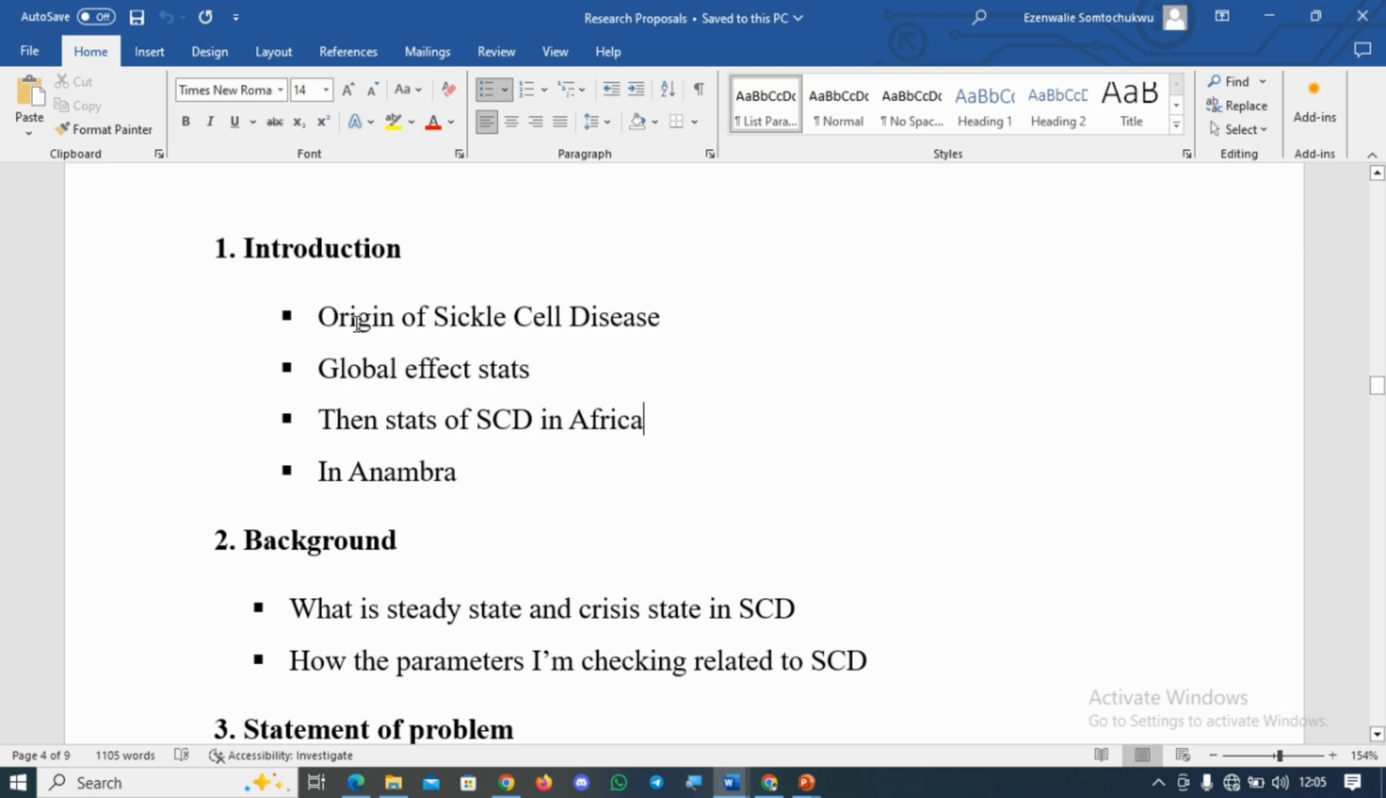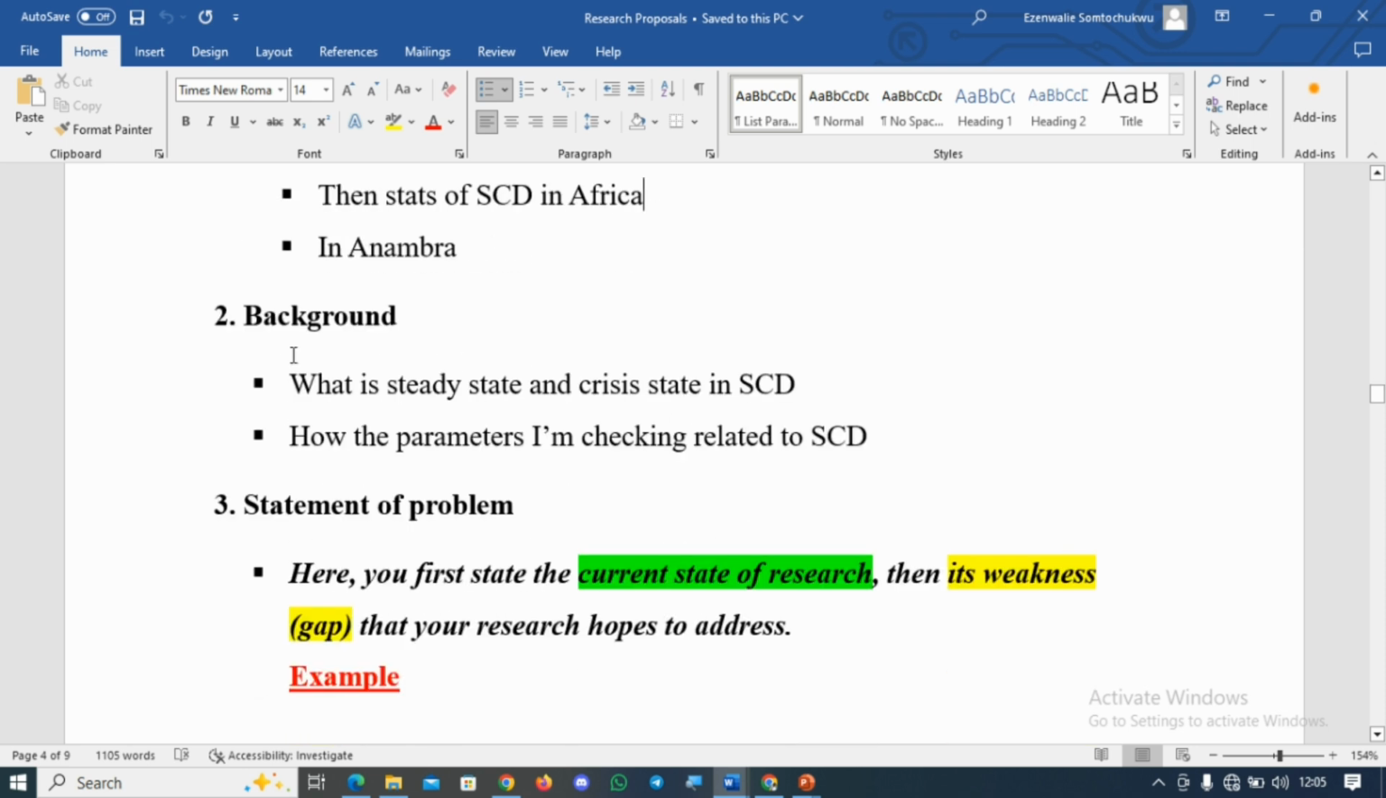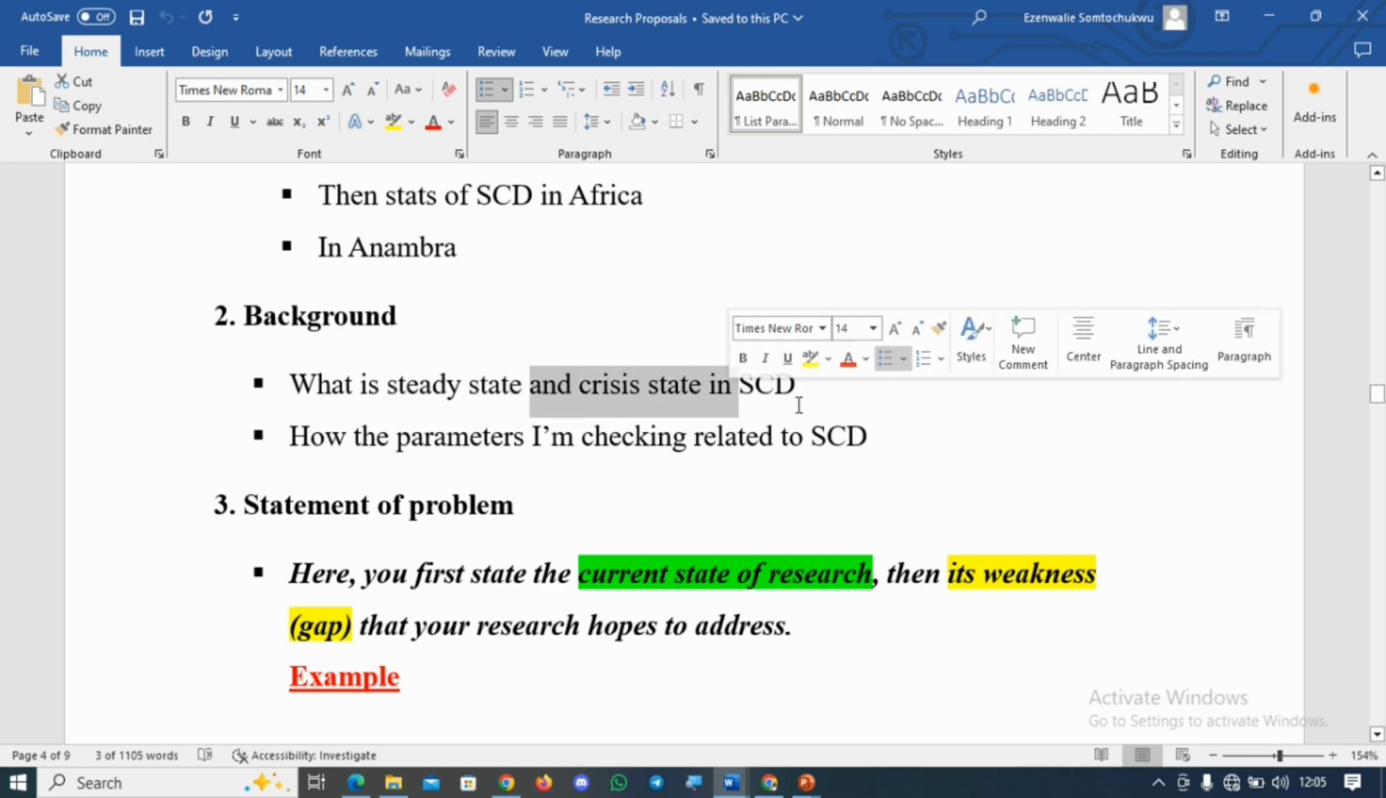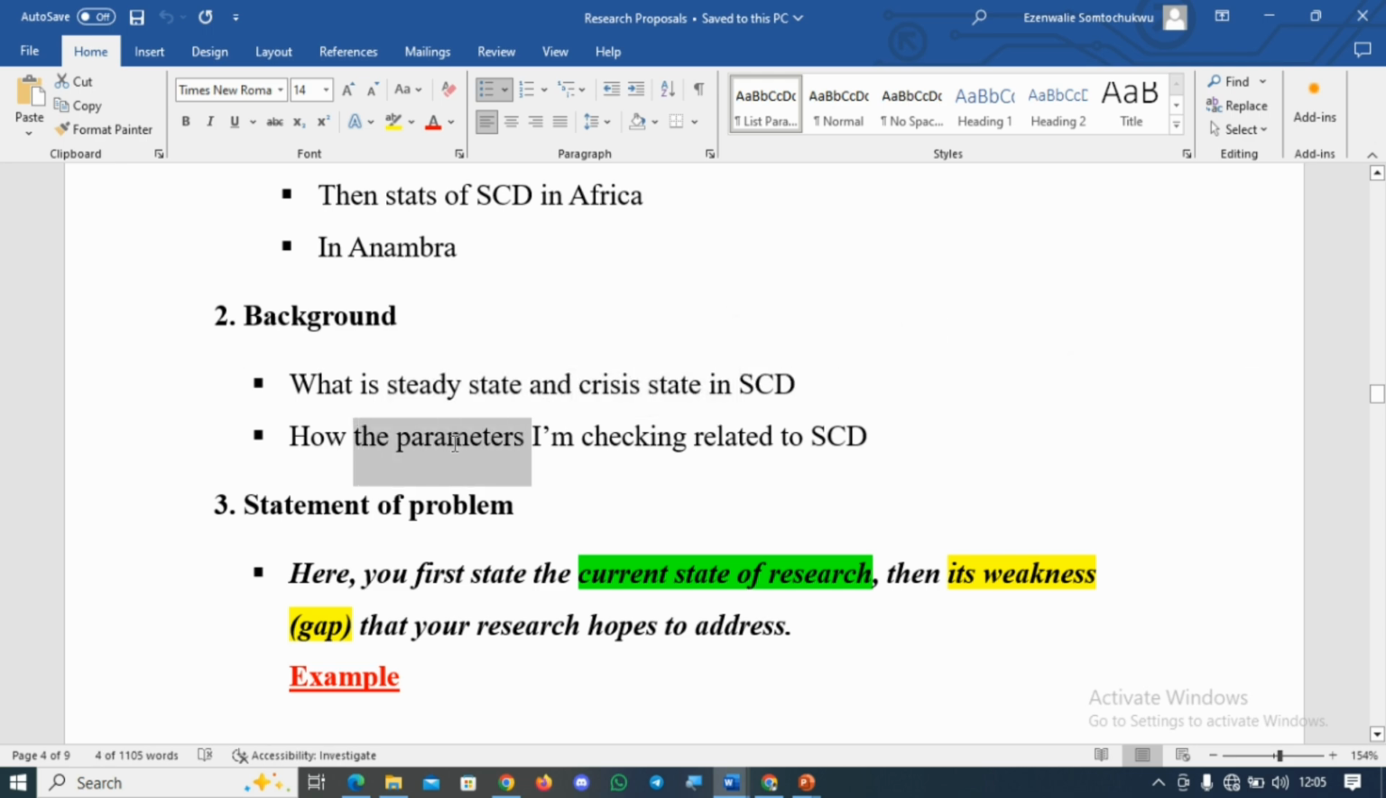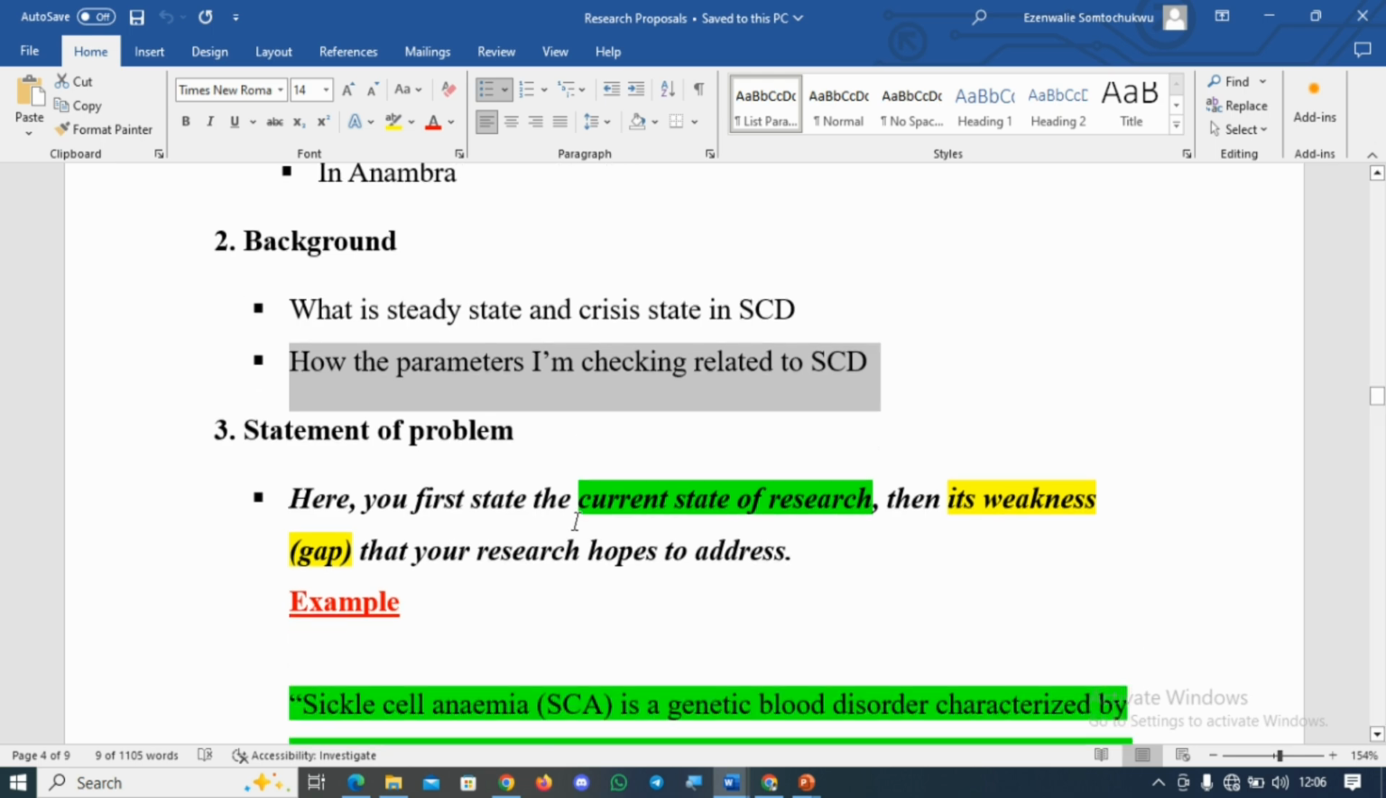Then you talk about the background of study. Now this is where you begin to mention other key areas in your topic. We talked about steady states and crisis states in sickle cell, then we began to define some parameters. We mentioned two parameters there: interleukin and albumin creatinine ratio, and how they relate to sickle cell disease. Now you're going to really tell us how these parameters actually relate to sickle cell disease. Okay, now once you're done with your background of study, next should be a statement of problem.